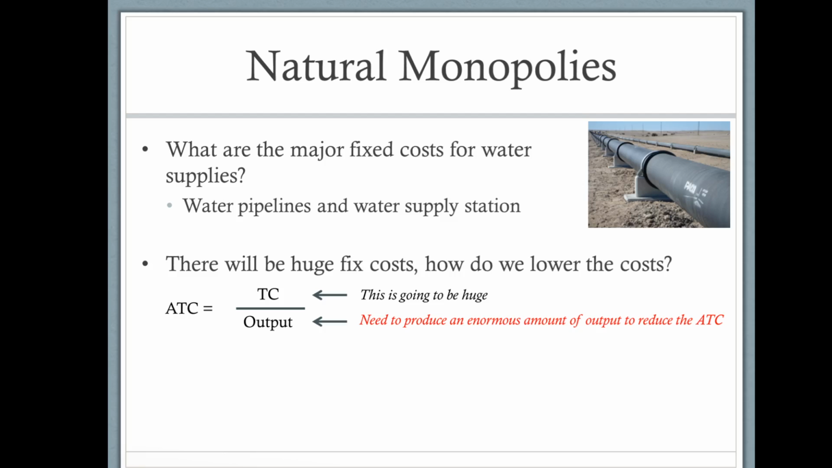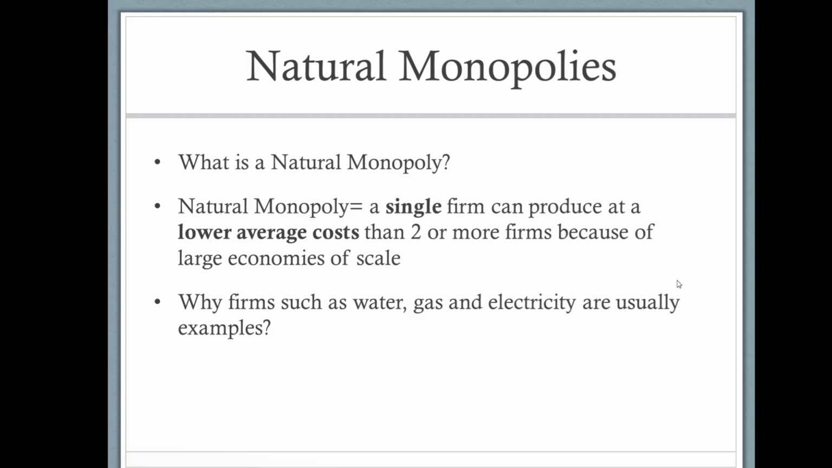Yeah, as long as we are able to increase the output, then our average total cost should be lower, right? Economies of scale. So right here we are trying to talk about economies of scale. Because of larger economies of scale, just like what I said, if you have one single firm that can produce for the entire market, you can enjoy larger economies of scale.